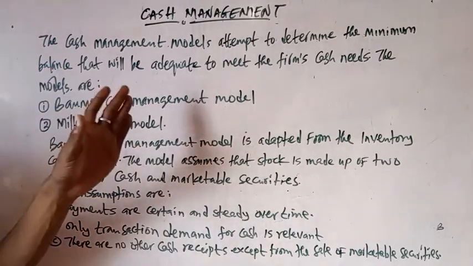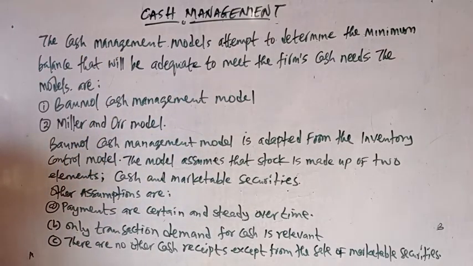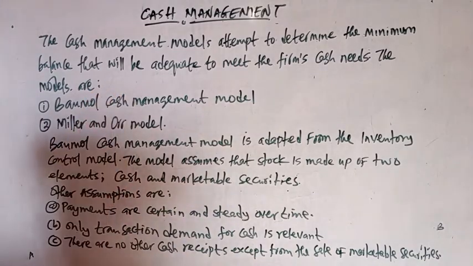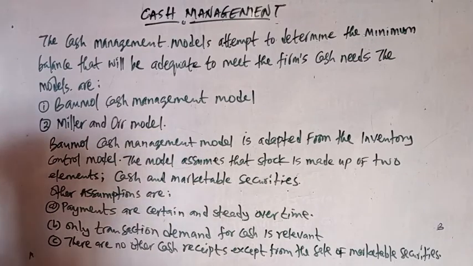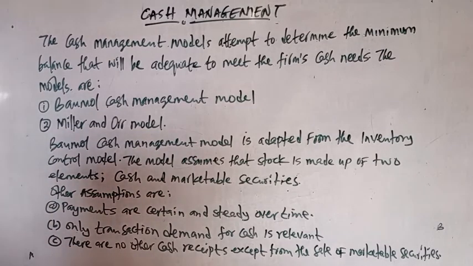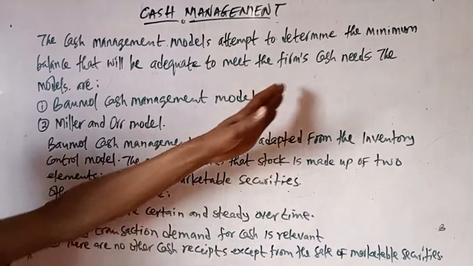Alright, now today I'm looking at another element of current asset, which is cash management. So I'm looking at the topic today, cash management. And at the end of this explanation, I'm going to solve the question in order to see how it behaves. Now the cash management model attempts to determine the minimum balance that will be adequate to meet the firm's cash need.